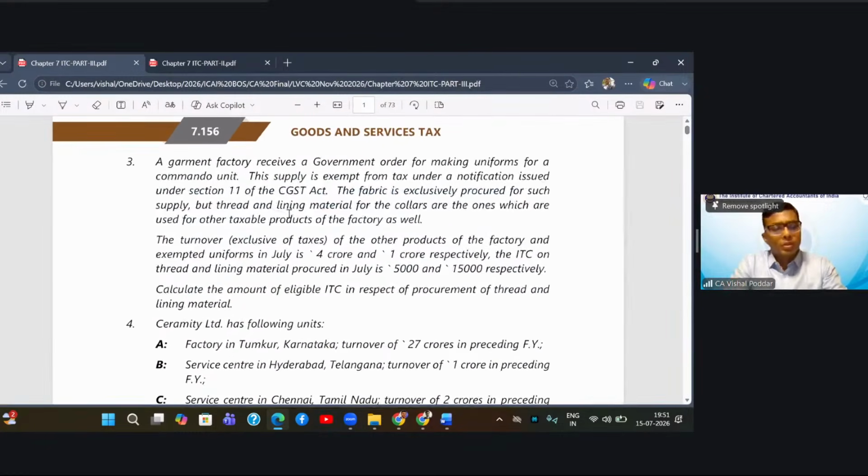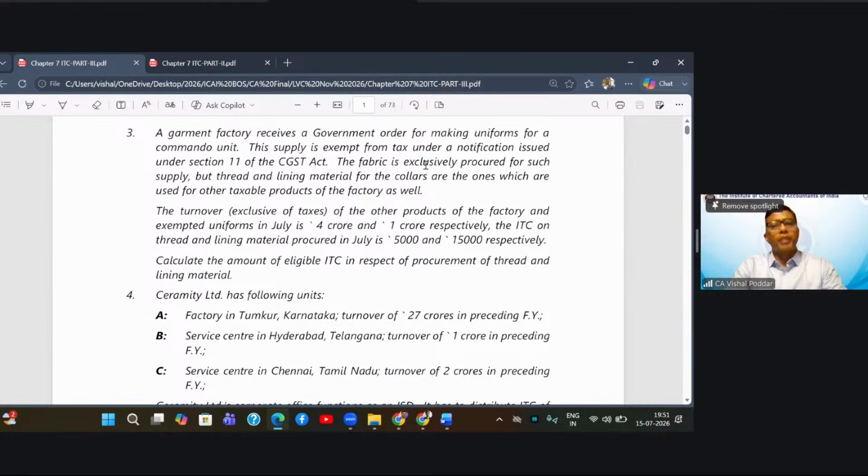Let us come to the third question. Now, what is the third question? A garment factory receives a government order for making uniforms for a commando unit. This is an exempt supply from tax, vide notification issued under section 11. Now, the fabric is procured for such supply. So, no doubt, the fabric becomes an exclusive purchase or exclusive input for this one supply which is exempt.